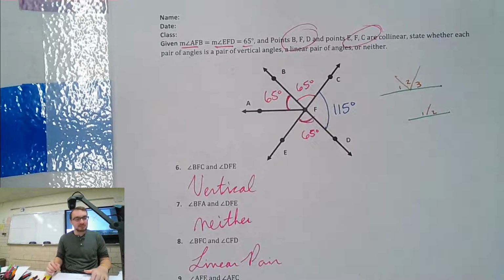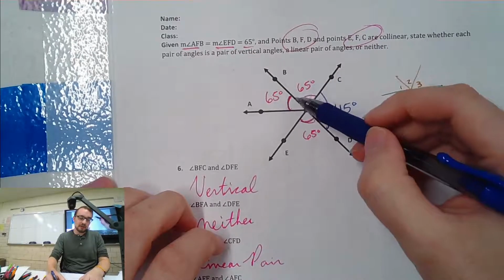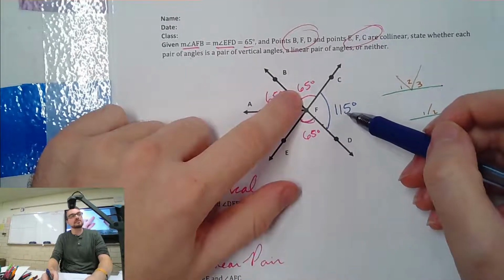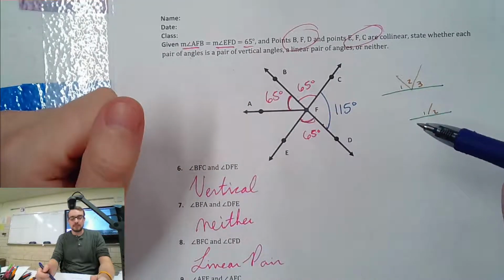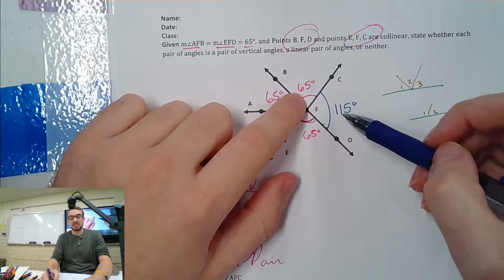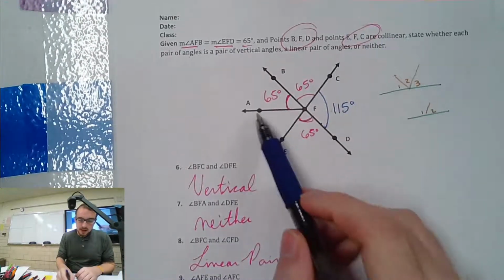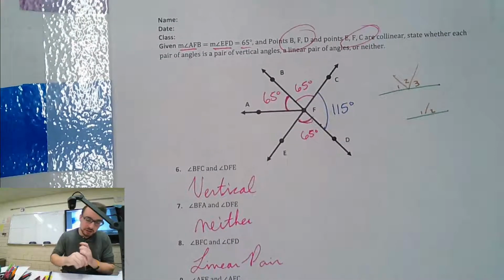Why is that 115 again? Because they're a linear pair, because they all sit in a line. So they should add up to 180. 115 and 65 makes 180. 110 and 60 makes 170, and then 5 and 5 makes the extra 10. AFE, this guy right here. Let's do it in orange.